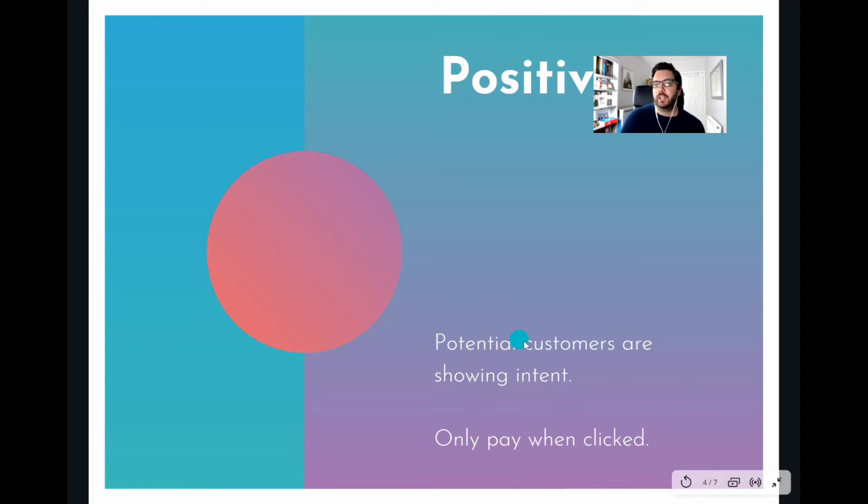So this sounds great so far. People are showing interest in your business, which is perfect, or they literally want your product or service.